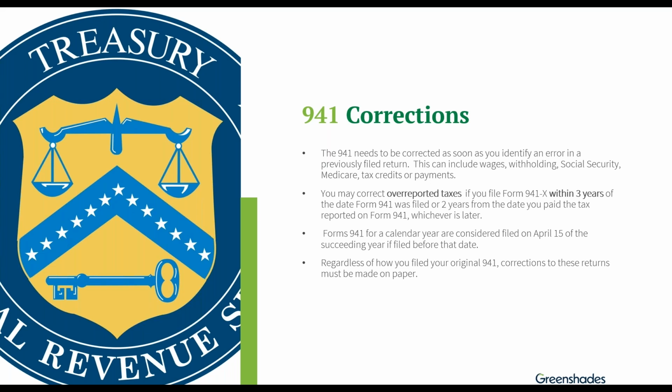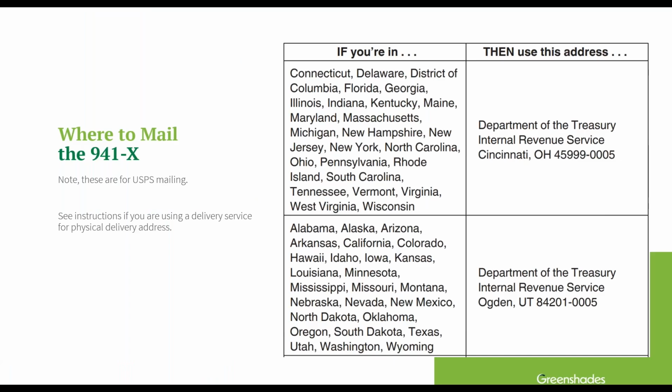This is really kind of a pain. And if you follow IRS news closely like I do, you may know that the IRS is working on some technology options that will give us the ability to correct 941s electronically, but we're not quite there yet. So because you need to file your corrections on paper, you will need to mail your corrections. If you are in certain states, you're going to mail that correction to the IRS offices in Cincinnati, or in other states, you will mail your correction to the IRS offices in Ogden, Utah.